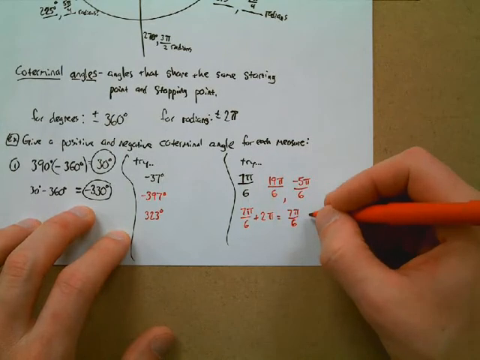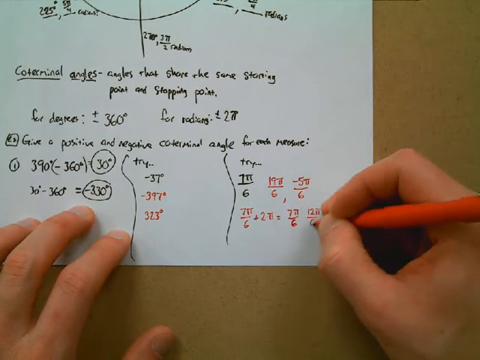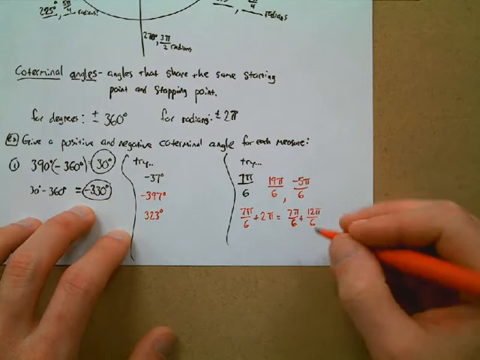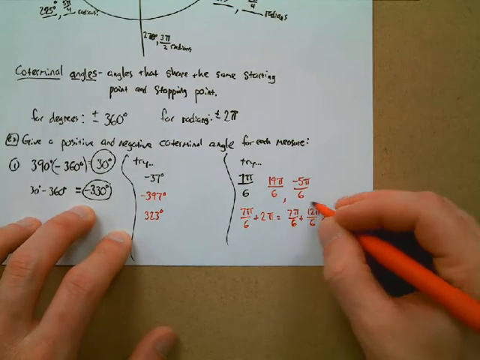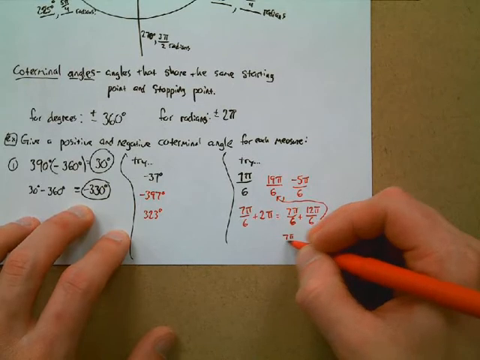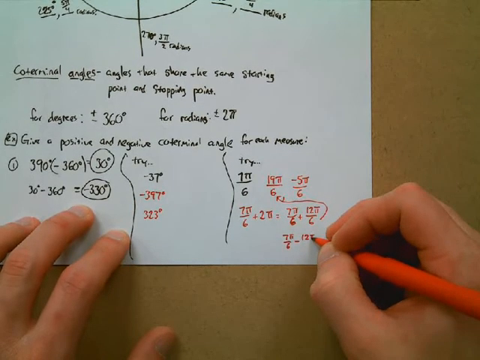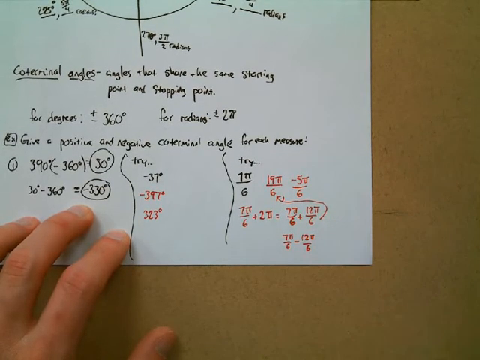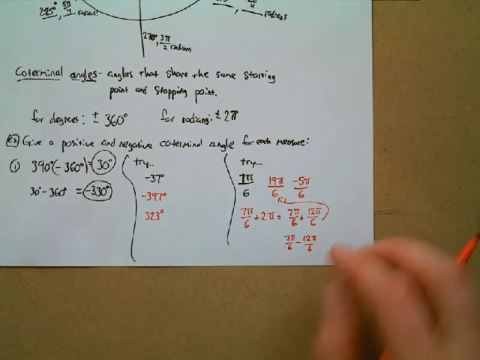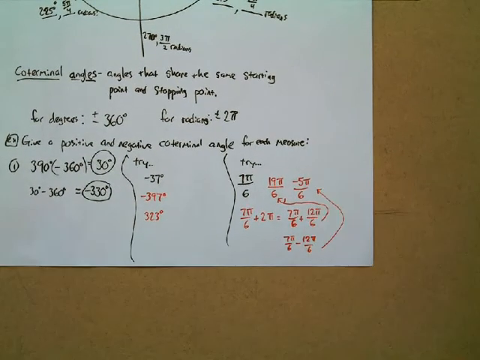And again, you can add 2 pi as many times as you want to get a coterminal angle. You can subtract as many 2 pi's as you want, right? It doesn't have to be the very first one that you get. In fact, if you have a really large positive angle, you might need to subtract several 360s or several 2 pi's in order to get it to be negative, if you're looking for a negative coterminal angle. Okay. Questions on any of that?